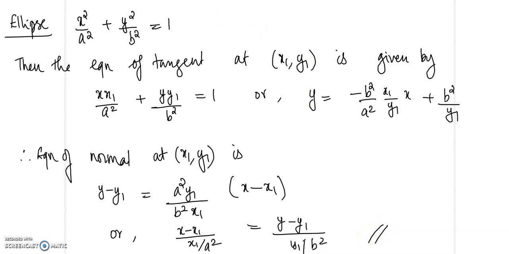Now let us look at a result regarding the normals of the ellipse. We have seen a result for the parabola. For the parabola, we have seen that three normals can be drawn to the parabola from a given point, and the sum of the ordinates of the feet of the normals is 0. So here we look at another result in the case of the ellipse. Let us solve it as a problem.